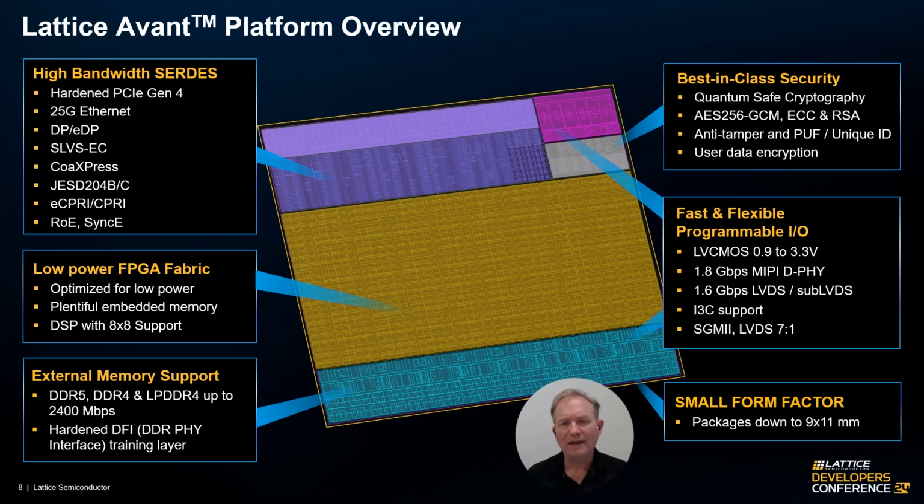In the upper left of the chip, we have the high-speed SERDES interface supporting the very popular PCI interface up to generation 4, 25 gigabit Ethernet, and a whole variety of other standards. And then lastly, in the upper right of the chip, we also have the security block. The security block enables protection of the chip and the design within it, keeping your design and your system secure.